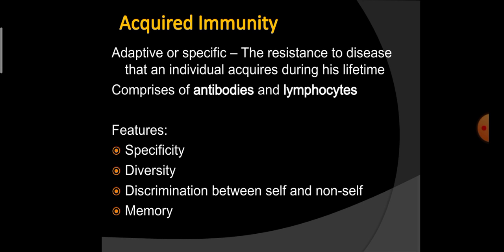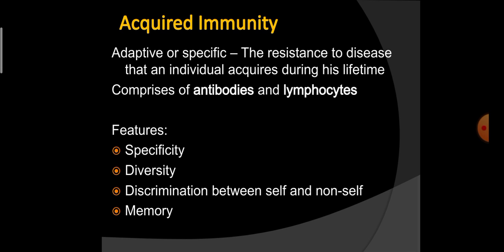So it comprises antibodies and lymphocytes. So the production of antibodies against the antigens and the action of lymphocytes. Okay, so we will be seeing all this in acquired immunity. So what are the features of acquired immunity? First is specificity. I told you it is specific to each type of pathogen. Diversity: the acquired immunity can develop against diverse types of pathogens.